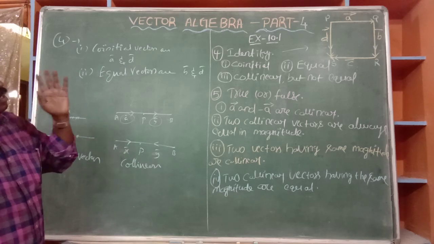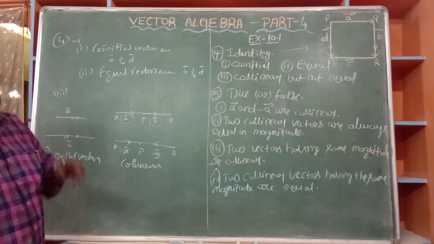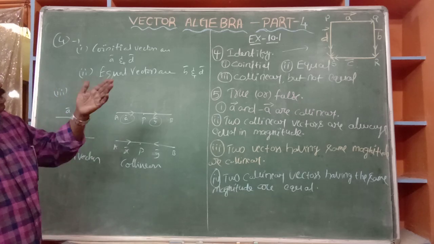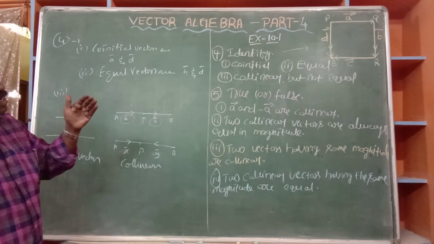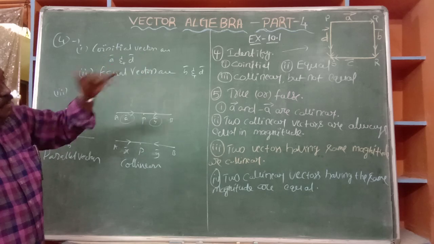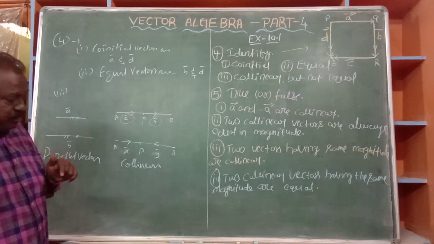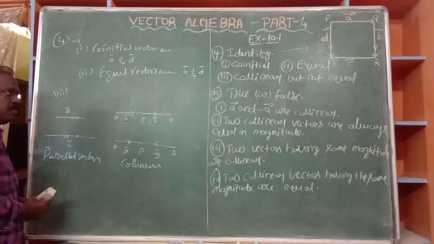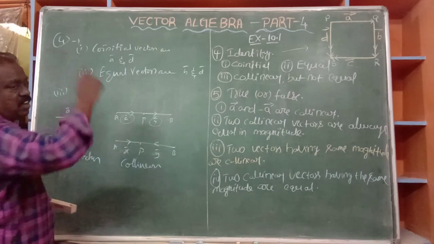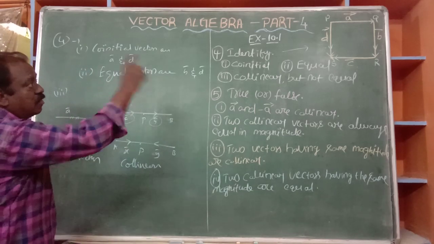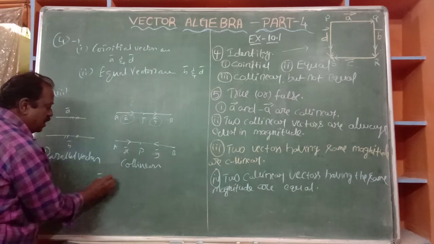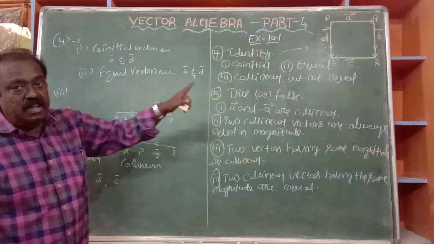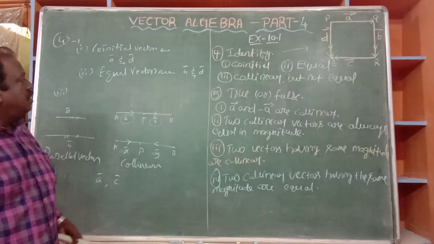Collinear or not? A bar, B bar are not collinear. A bar and D bar are not collinear. A bar and C bar, we may see that they are parallel vectors but not collinear. But here there is some confusion, but a fantastic concept. Here they are collinear. I will tell that A bar, C bar are collinear but not equal.